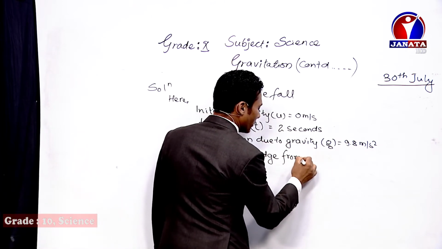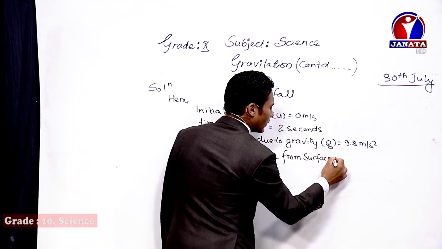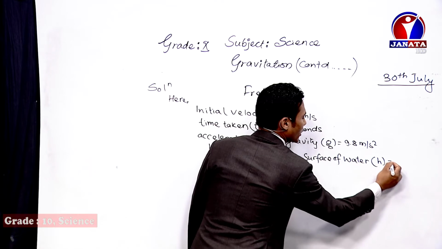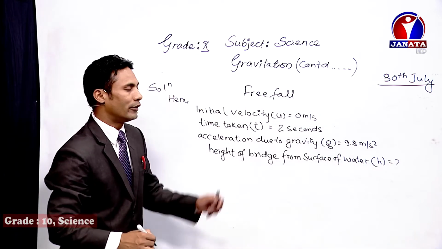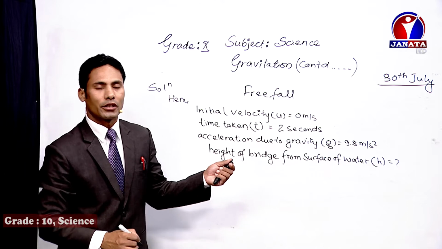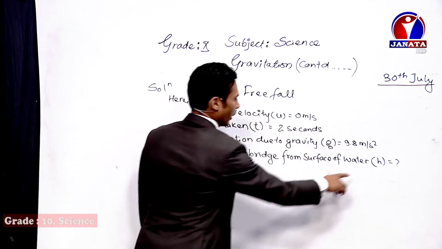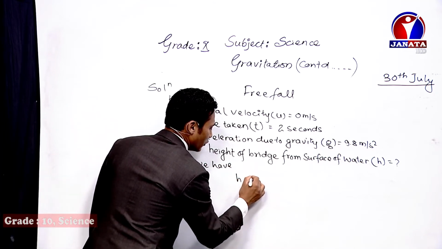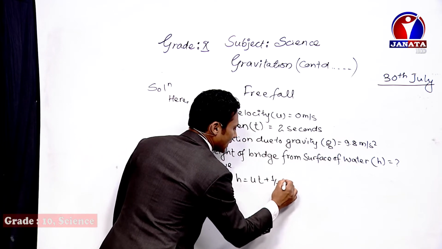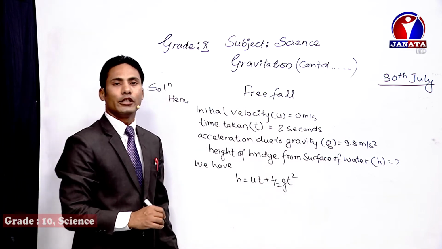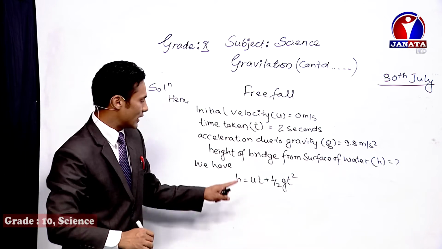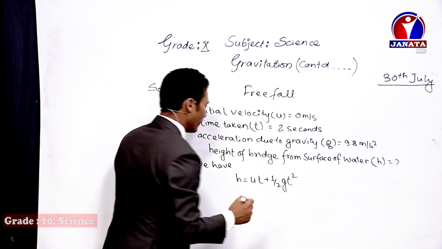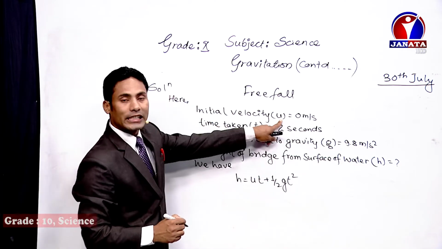from surface of water. So this one I will represent by h equals to what? So previous one, whatever we have discussed previously, the equation, we will use one of that. Okay, so here height is there. So the formula we use is h equals to ut plus half gt square. As we need to calculate the height, the formula we use is this one, h equals to ut plus half gt square, right? Okay, so u is 0 meter per second.